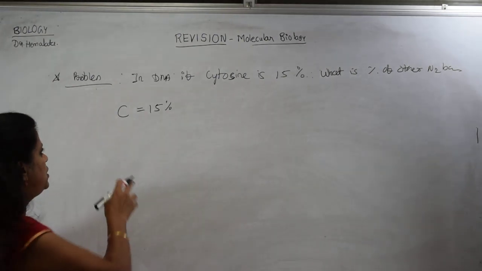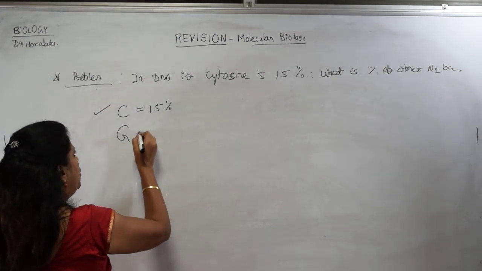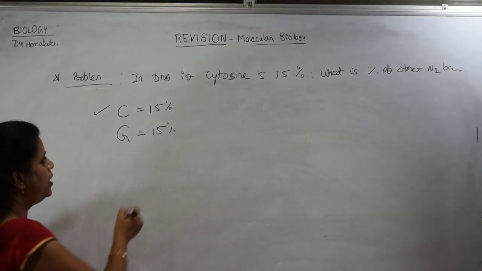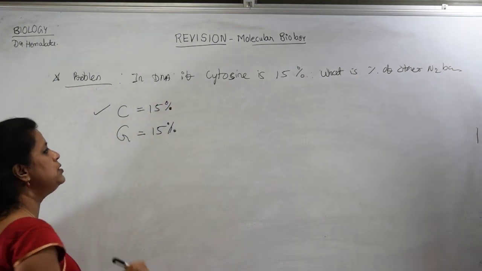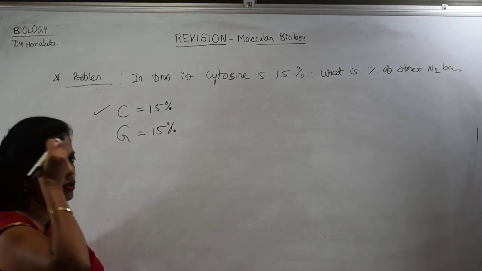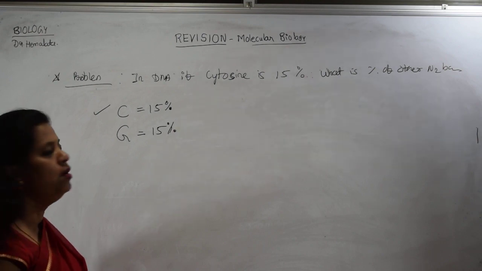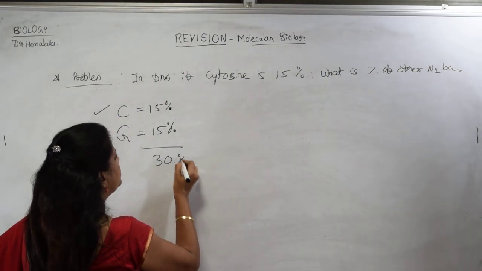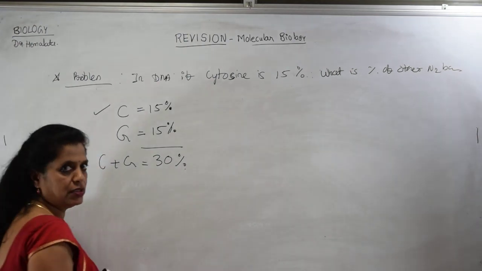That means this is already given. Therefore, the amount of guanine also must be equal to 15%. Right? It is the understanding. If suppose the cytosine is 15%, then cytosine pairs with guanine. Therefore, guanine also must be about 15%. So totally you got 30% now. So C plus G equals 30%.